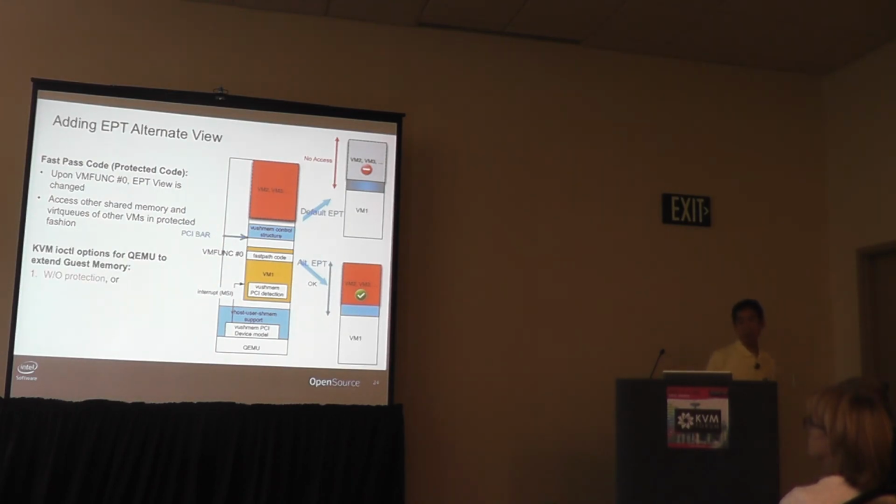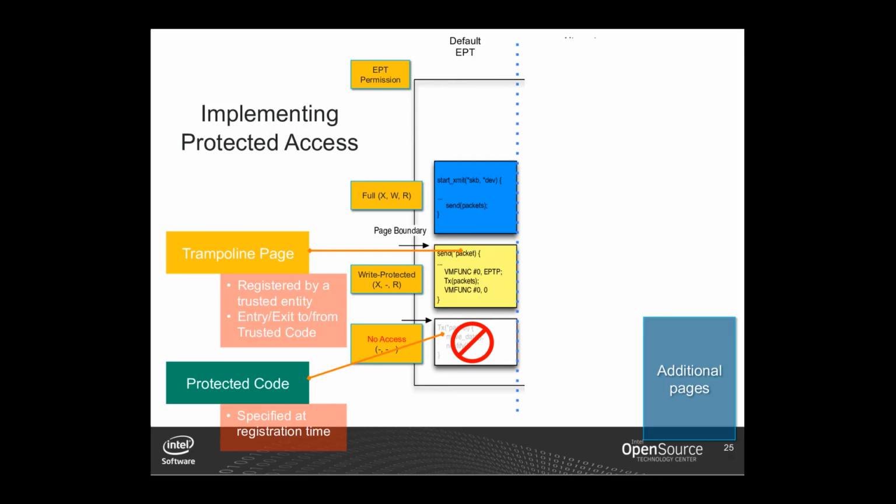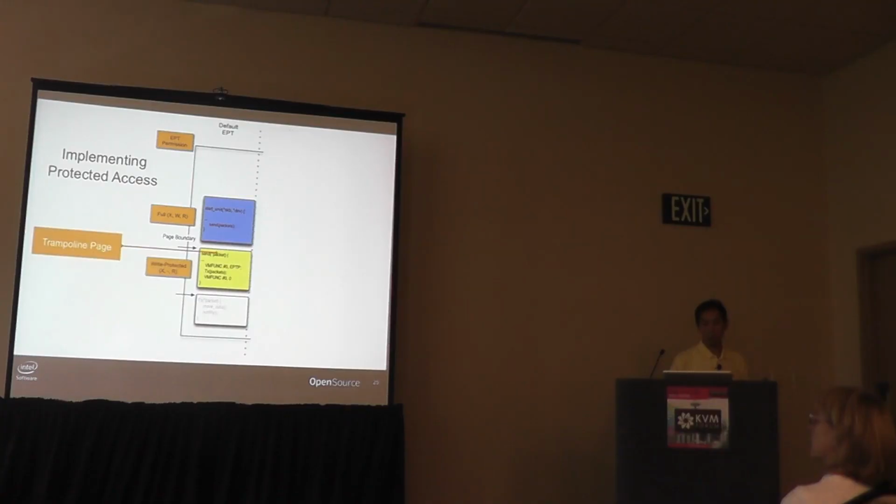So we are proposing a new KVM ioctl for QEMU to extend the guest memory. One option is without protection. In this case, you trust the VMs, so the window is always open. The other option is, no, we need protection, and we extend only in the alternate EPT. That's the kind of proposal we have. This is very detailed, gory detail, so I'll skip this one.